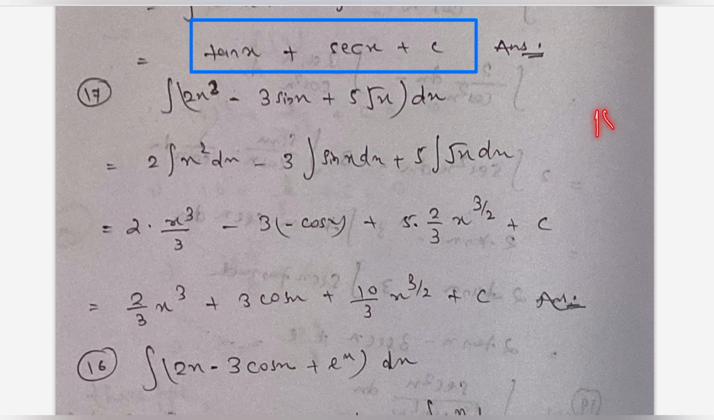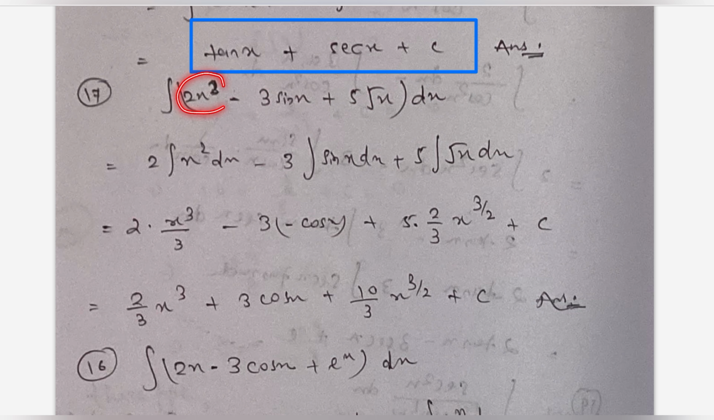Now 18 was very easy, right? Similarly, 17 is also very easy. You just see, 17 is 2x square minus 3 sin x, and then plus 5 root x dx. So simply we can do integration by separating the terms only.